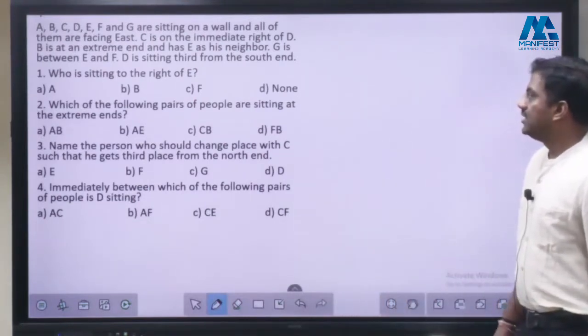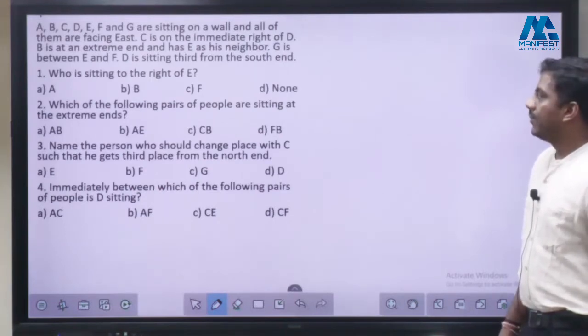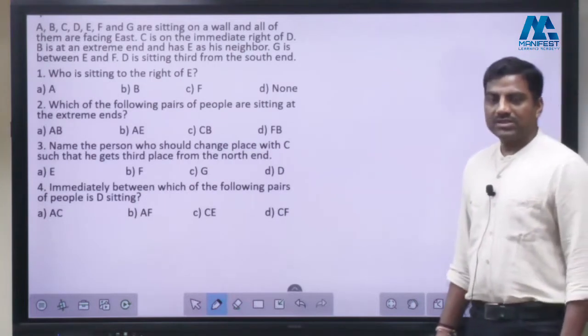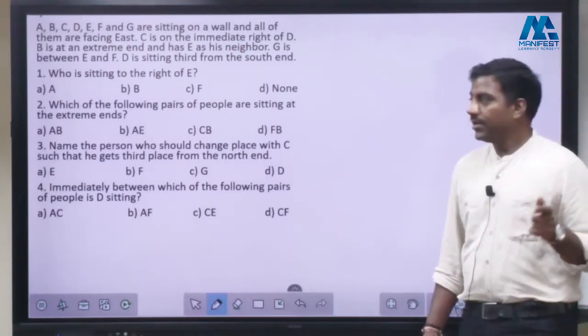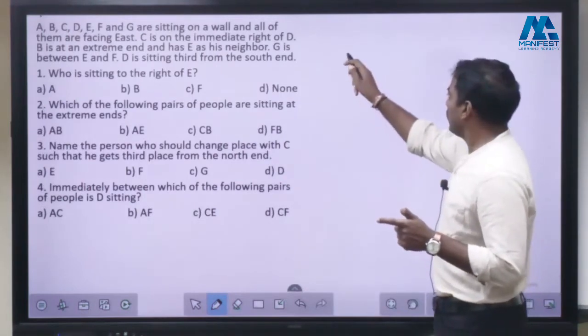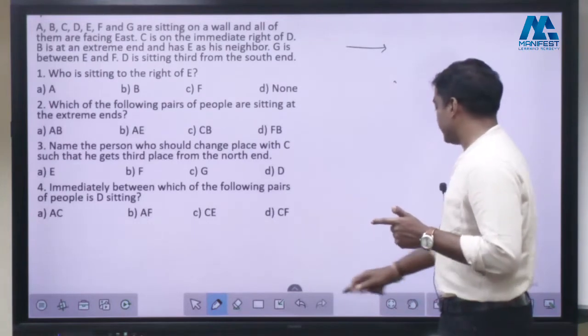A, B, C, D, E, F, G are sitting on a wall and all of them are facing east. How do you start the problem? The same thing is given to you, right? So how do you start? First of all, they are facing east, so you draw that. Let them face east.